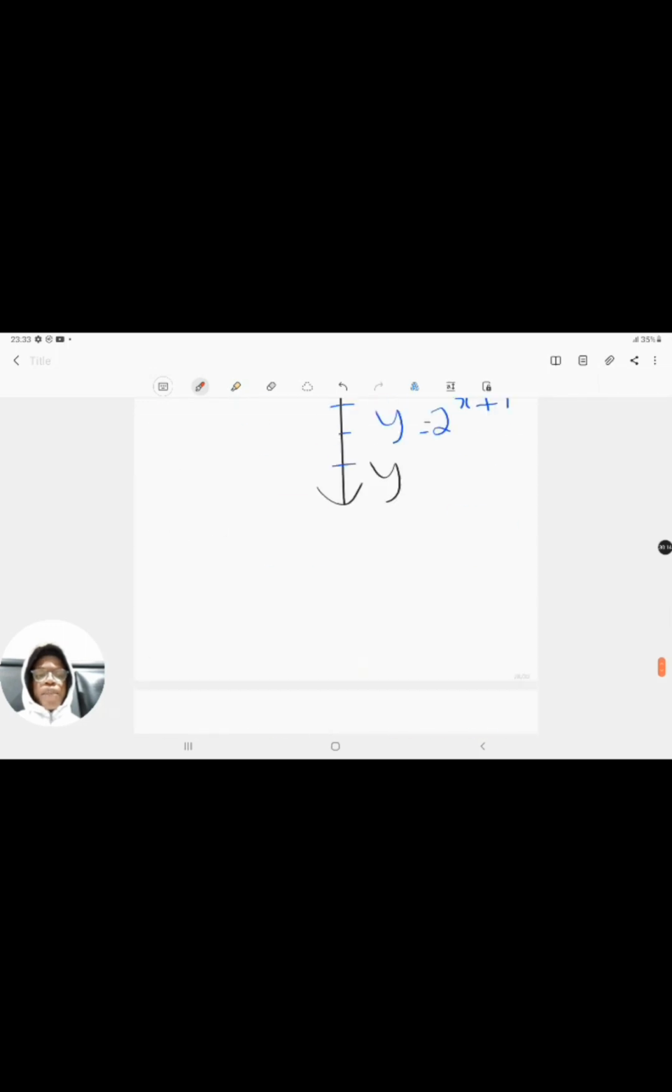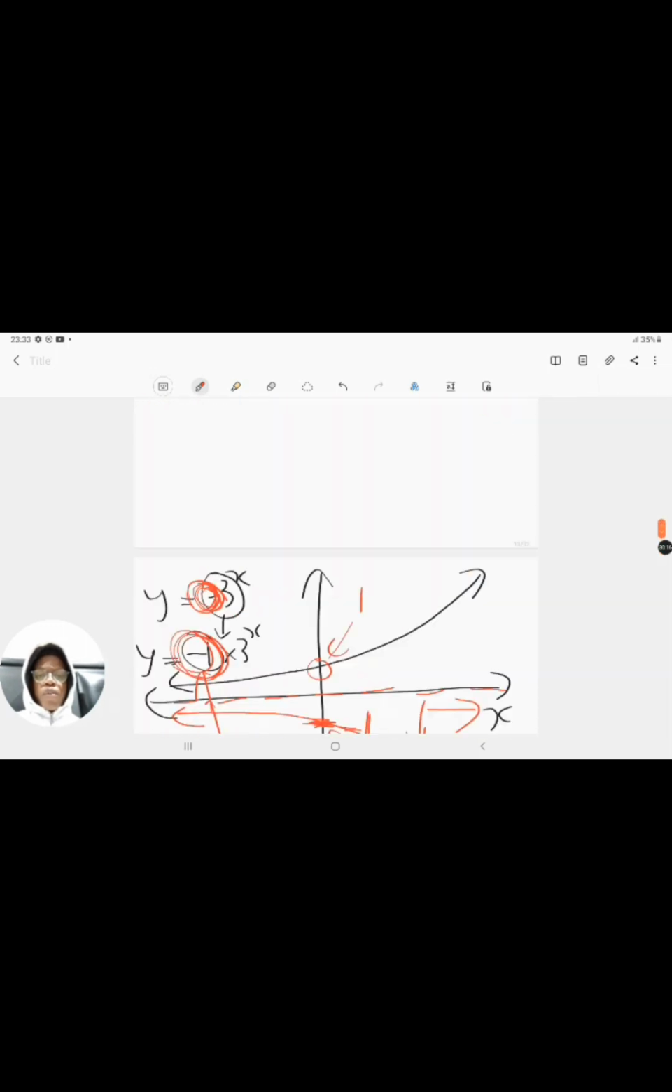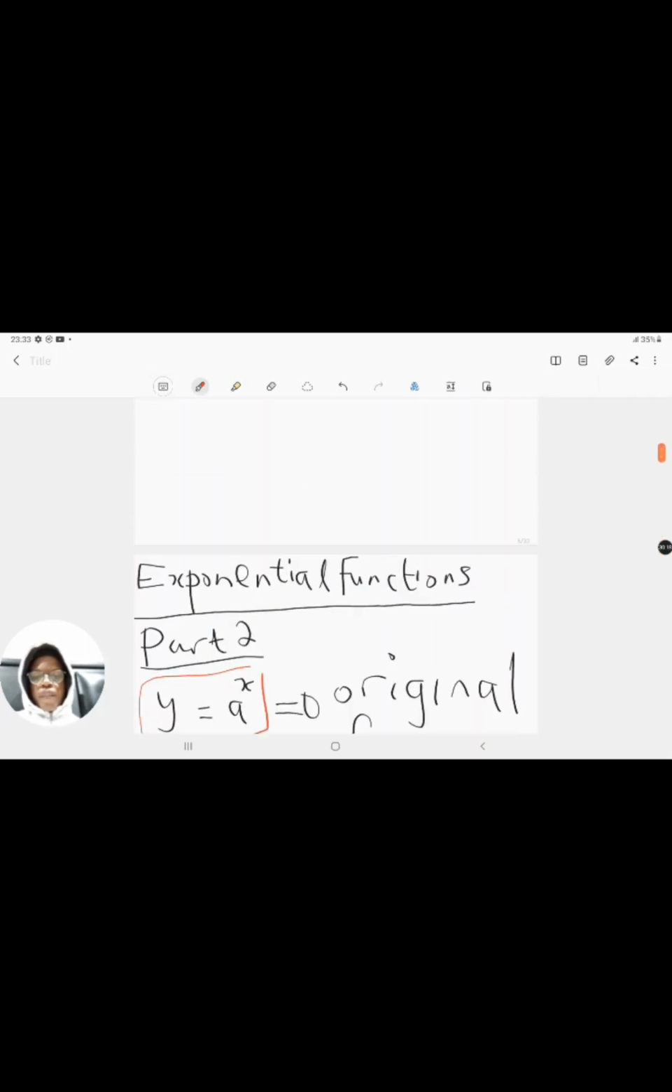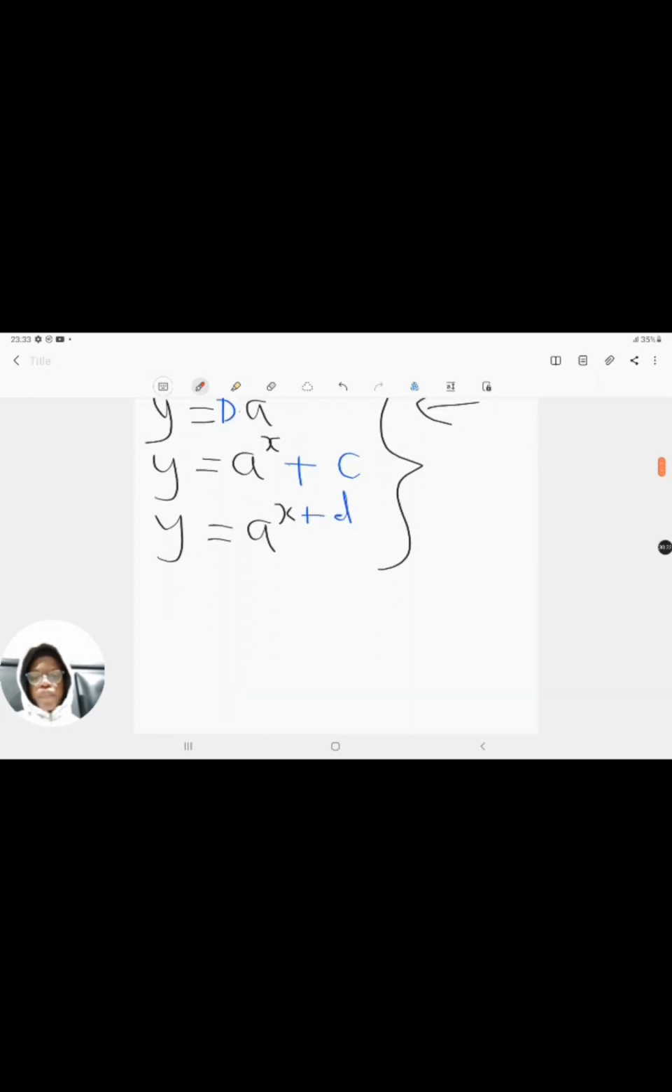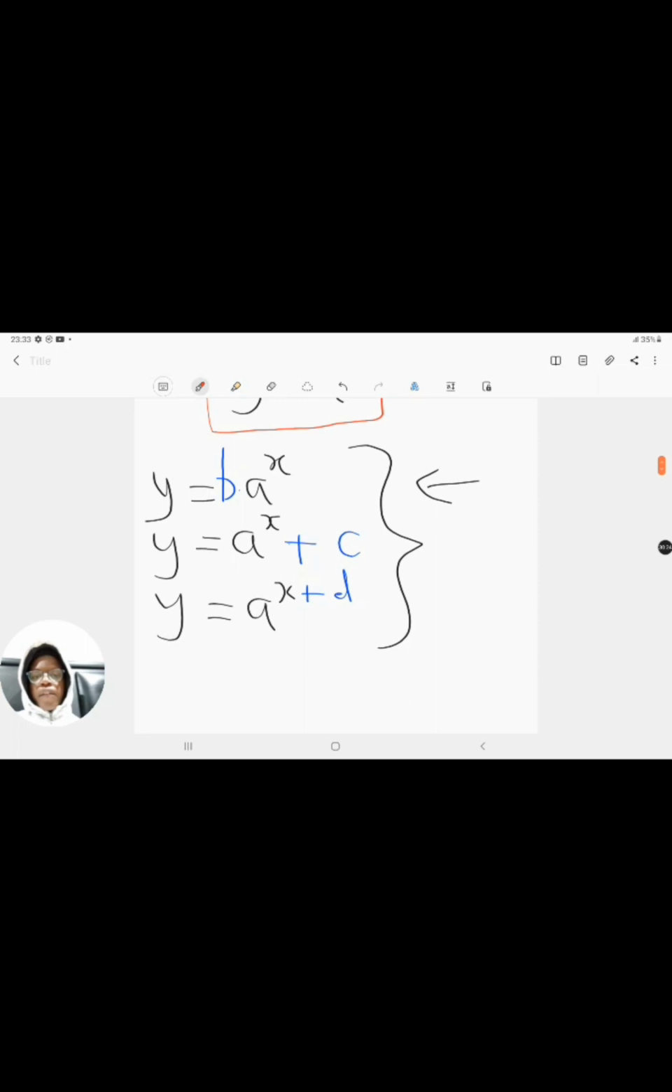If I go back all the way to the beginning, these are the three variations that we looked at. We looked at all of them, and we now understand all of them. And from now on, it's practice, practice, practice.